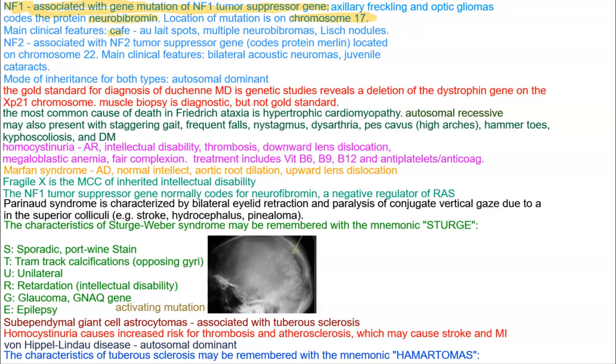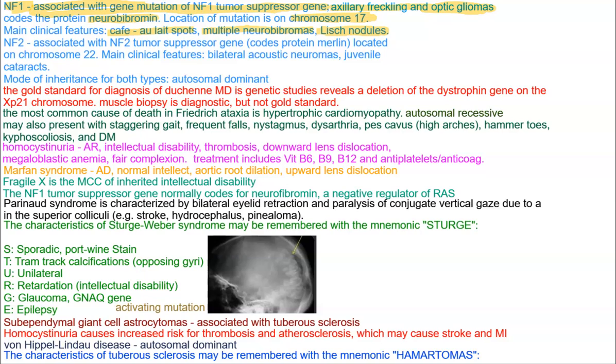Cafe au lait spots, multiple neurofibromas, which you can see on the skin, so cutaneous neurofibromas, Lisch nodules, which of course you can see on the eyes. It's that yellowish looking pigmentation of the iris. And then you're also going to see axillary freckling, which isn't going to be present in NF2, and optic gliomas, high yield, which are not going to be really present in NF2. So those are all things characteristic for neurofibromatosis type 1.